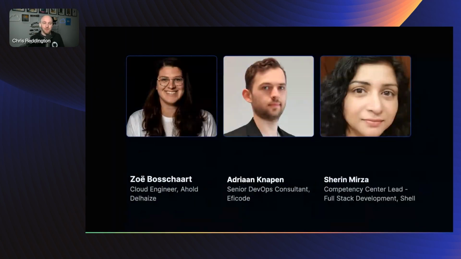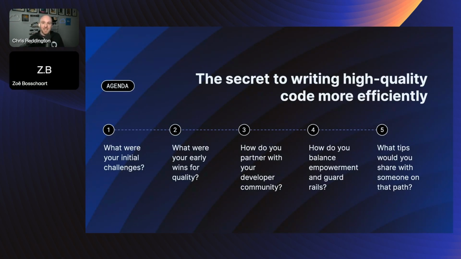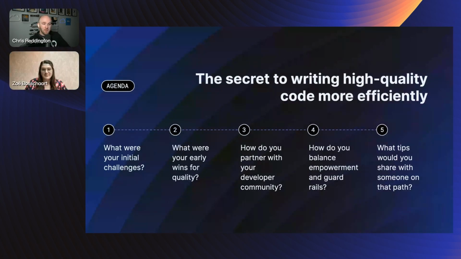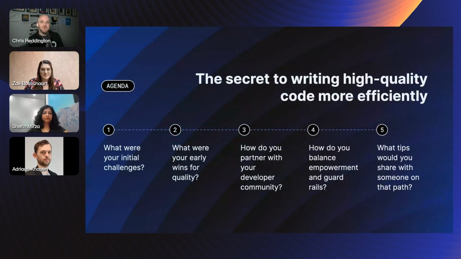Let's go and get kicked off with the session here. We have some incredible folks here to join today. We're going to have Zoë Bosschaart from Ahold Delhaize, Adriaan Knapen from Eficode, and Sherin Mirza from Shell to talk about their own experiences and how they have been adopting GitHub in their organizations and how they're building quality into everything that they do. In terms of the session, we've got a number of different areas we're going to be exploring. We're going to take some tangents along the way where there's questions that come up as well. But otherwise, let's go ahead and get Zoë, Adrian, and Sherin in here to come and introduce themselves.